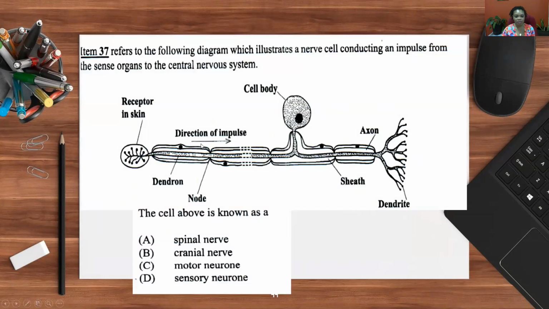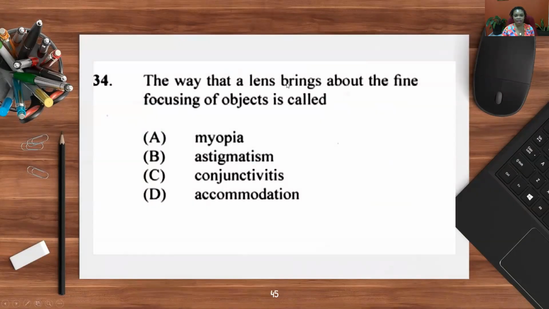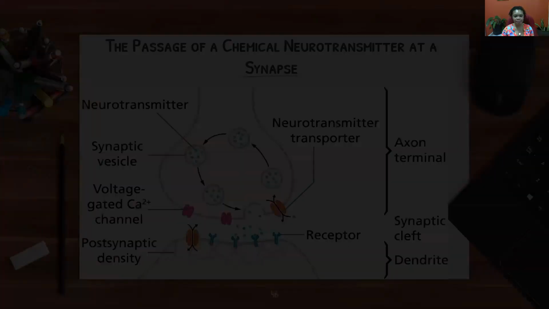So let's look at this question. The cell above is known as a sensory neuron. The way that a lens brings about the fine focusing of an object is called accommodation. So remember that these are eye defects: myopia, hypermetropia, astigmatism, conjunctivitis. Those are all eye defects.